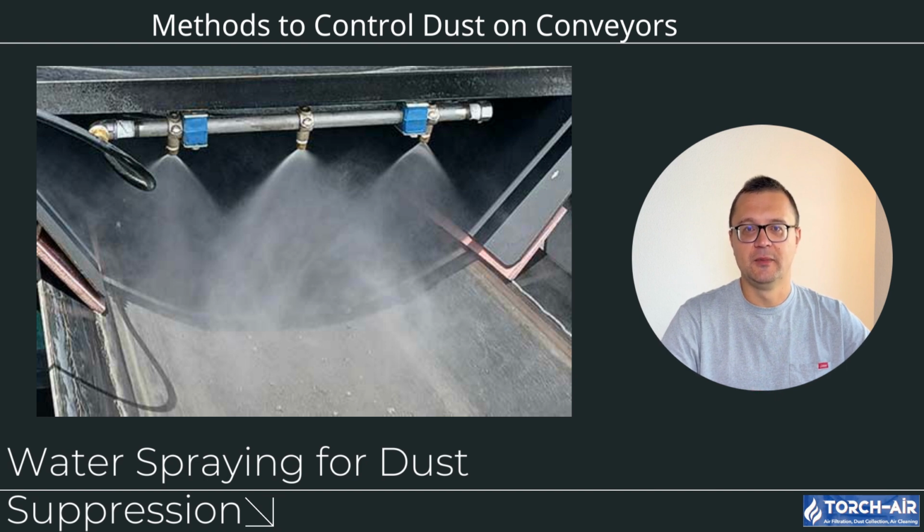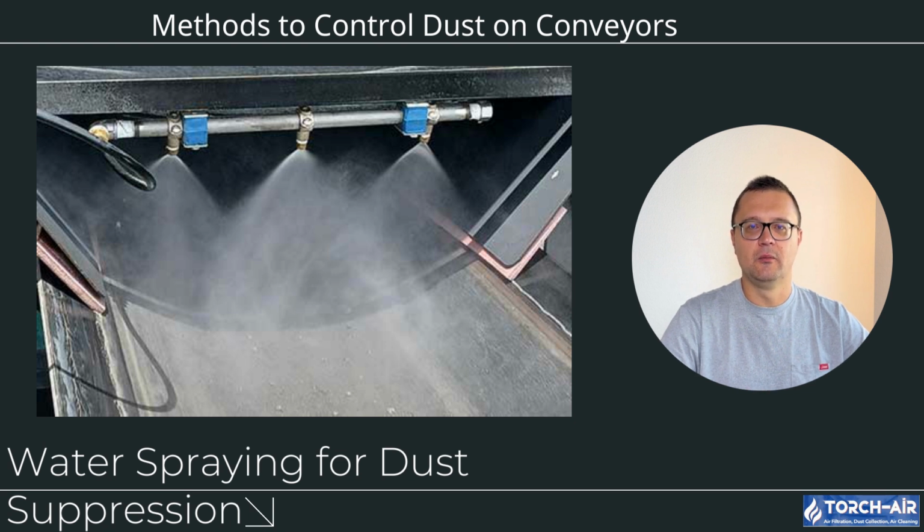Water spraying for dust suppression. Another highly effective method for dust control is water spraying. By adding moisture to the dusty areas, you can prevent particles from becoming airborne. How it works. Water is sprayed directly onto the materials or conveyor at key points, such as transfer stations or loading zones. The water adds weight to the dust particles, making them heavier and less likely to become airborne.